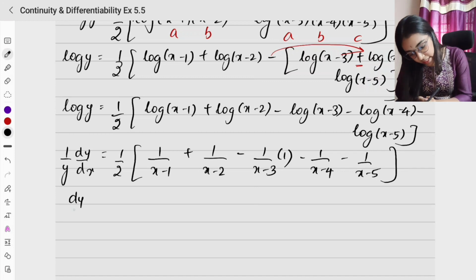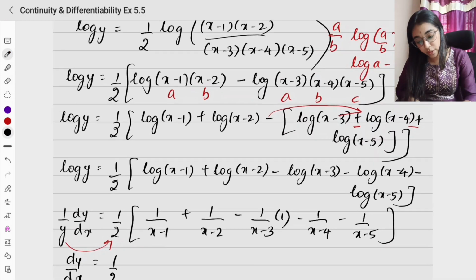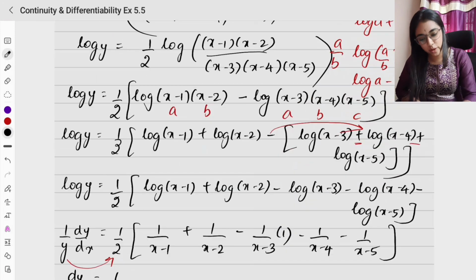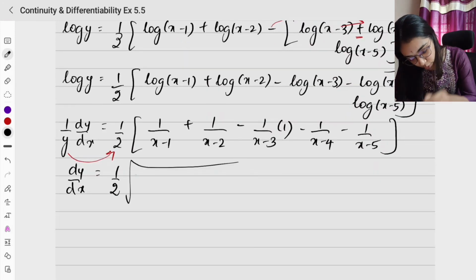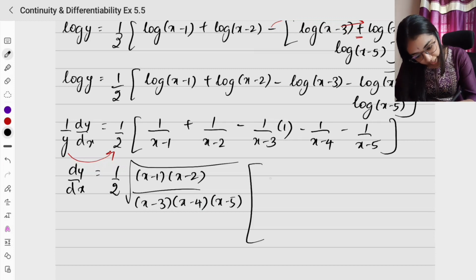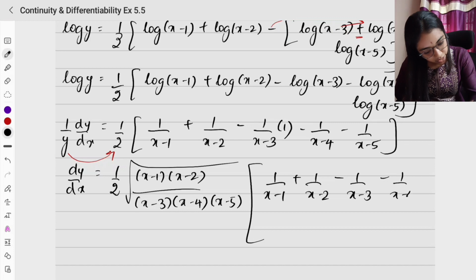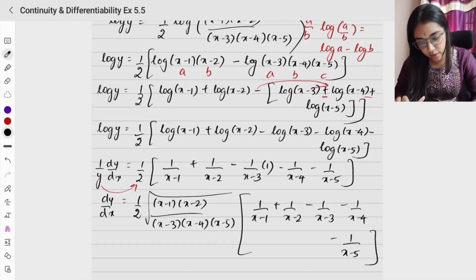Next, minus 1 divided by x minus 4 minus 1 divided by x minus 5. Now dy by dx is equal to half into y. This y goes to the other side. What is my y from the question? It is going to be the square root of x minus 1, x minus 2 divided by x minus 3, x minus 4, x minus 5, which we have to write as it is. So I'll have square root of x minus 1, x minus 2 divided by x minus 3, x minus 4, x minus 5. Open the bracket. All the other terms we just write as they are. Plus 1 divided by x minus 2. There is nothing that can get cancelled, so you don't have to simplify this further. You can just leave it like that. Minus 1 divided by x minus 3, minus 1 divided by x minus 4, minus 1 divided by x minus 5. So this is my final answer. Please copy.